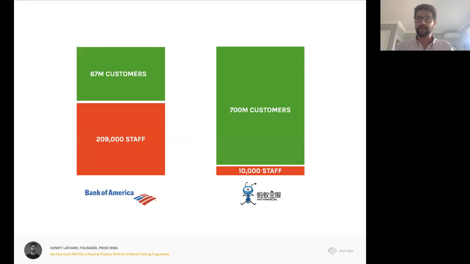So take the example of Ant Financial, a subsidiary of Chinese tech giant Alibaba. Ant Financial employs fewer than 10,000 staff, but services 700 million customers with a broad variety of financial services. Now compare that to Bank of America, founded in 1924, which employs 209,000 staff to serve 67 million customers with a really limited array of mortgage offers, investment offers. Ignore the inaccurate balance of these graphs, but the companies are operating on very different planets.